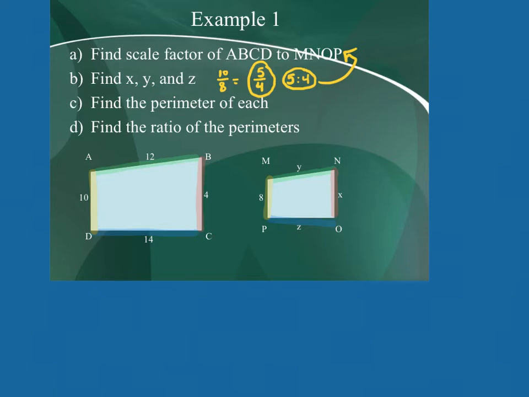Now B says find X, Y, and Z. So if 10 to 8 or 5 to 4 equals any side in the bigger one on the left to its corresponding one on the right, X is here. What side in the first one matches X? 4. So this equals 4 to X. Remember, the order is important. I want to put the bigger one, the left, over the right.